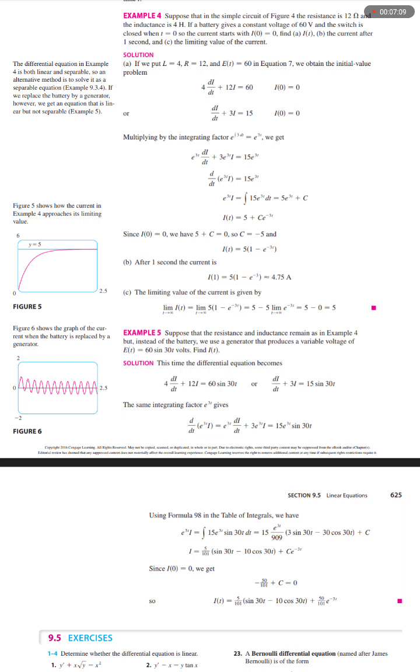Since I of 0 equals 0, we get negative 50 over 101 plus C equals 0. So I of t equals 5 over 101 times (sine 30t minus 10 cosine 30t) plus 50 over 101 times e to the power negative 3t.